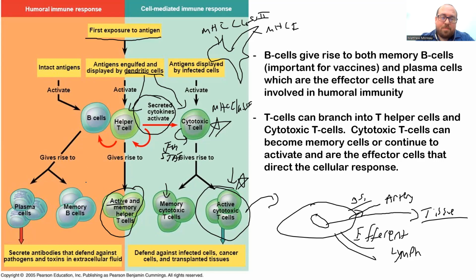B cells also give rise to memory B cells, but memory B cells remain in the lymphatic system. So they never leave the lymph nodes. And same thing with the plasma cells that they generate. And the plasma cells are the ones that are going to secrete the antibodies that help defend us against a certain kind of microorganism.